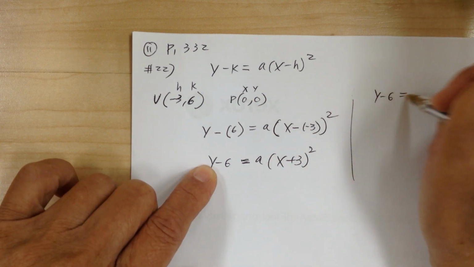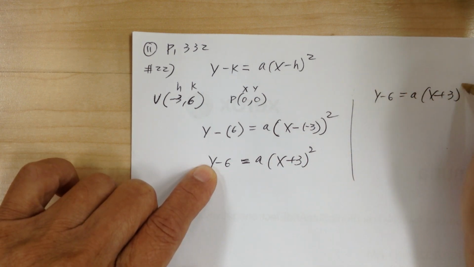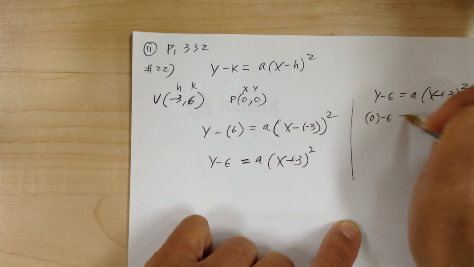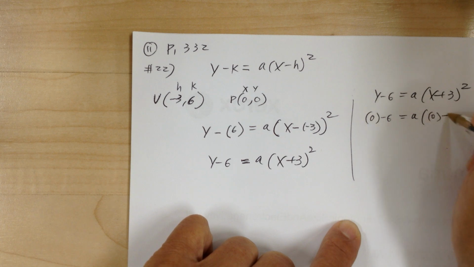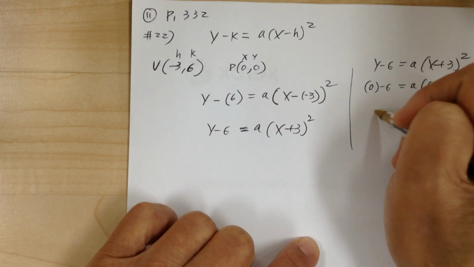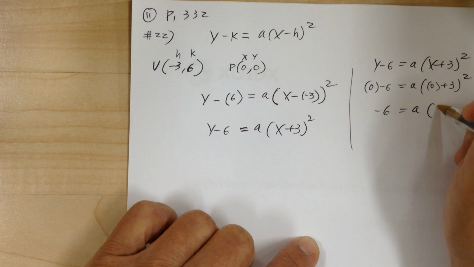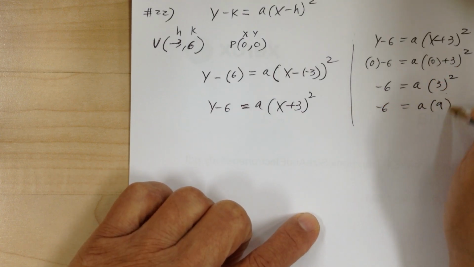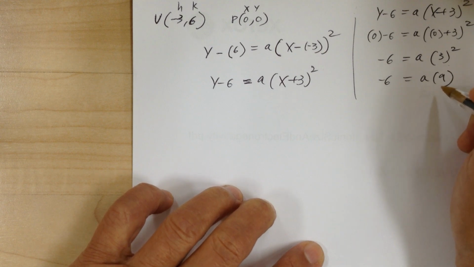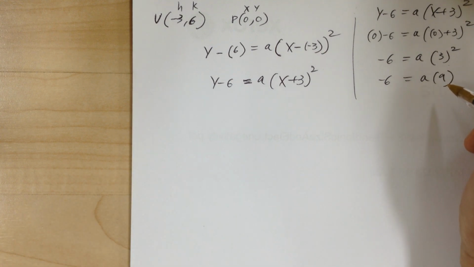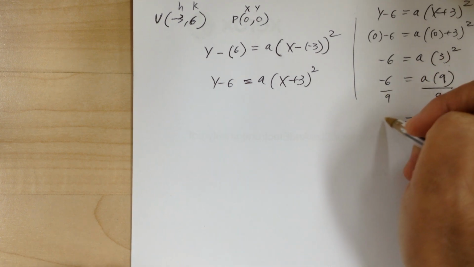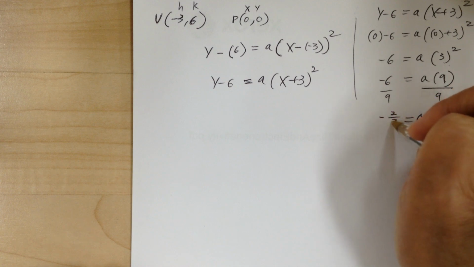So you got y minus 6 equal to a times x plus 3 squared. Substitute this into here. So you're going to get 0 minus 6 equal to a times 0 plus 3 squared. So you got negative 6 equal to a times 3 squared. So negative 6 equal to a times 9. So divide by 9. So a equal to negative 2 over 3.